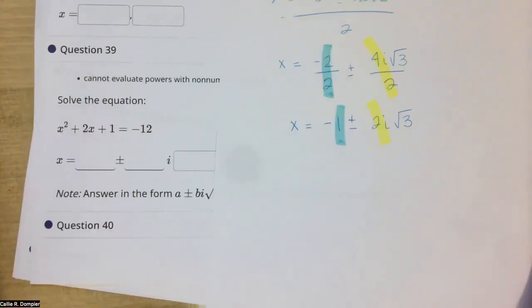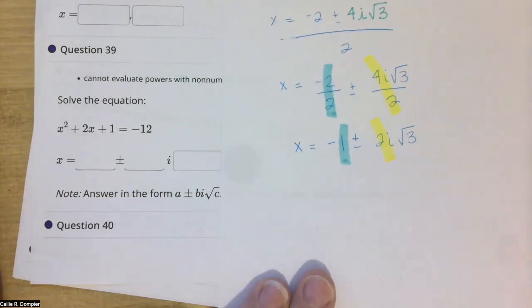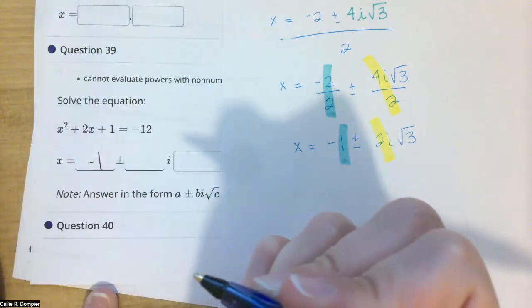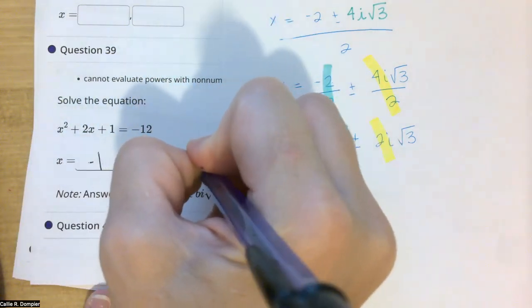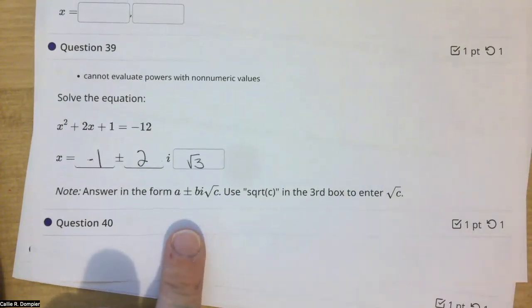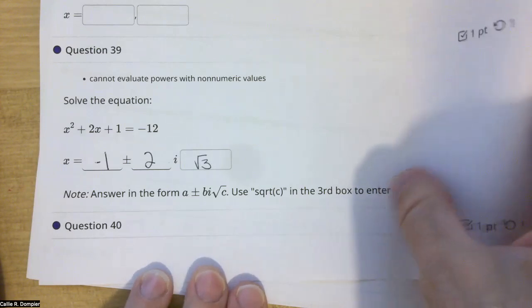And that is the format they give us for the answer. Negative 1 plus or minus 2i square root 3. Answer in the form a plus or minus bi square root c. And that just tells you how to enter it so that they accept it.